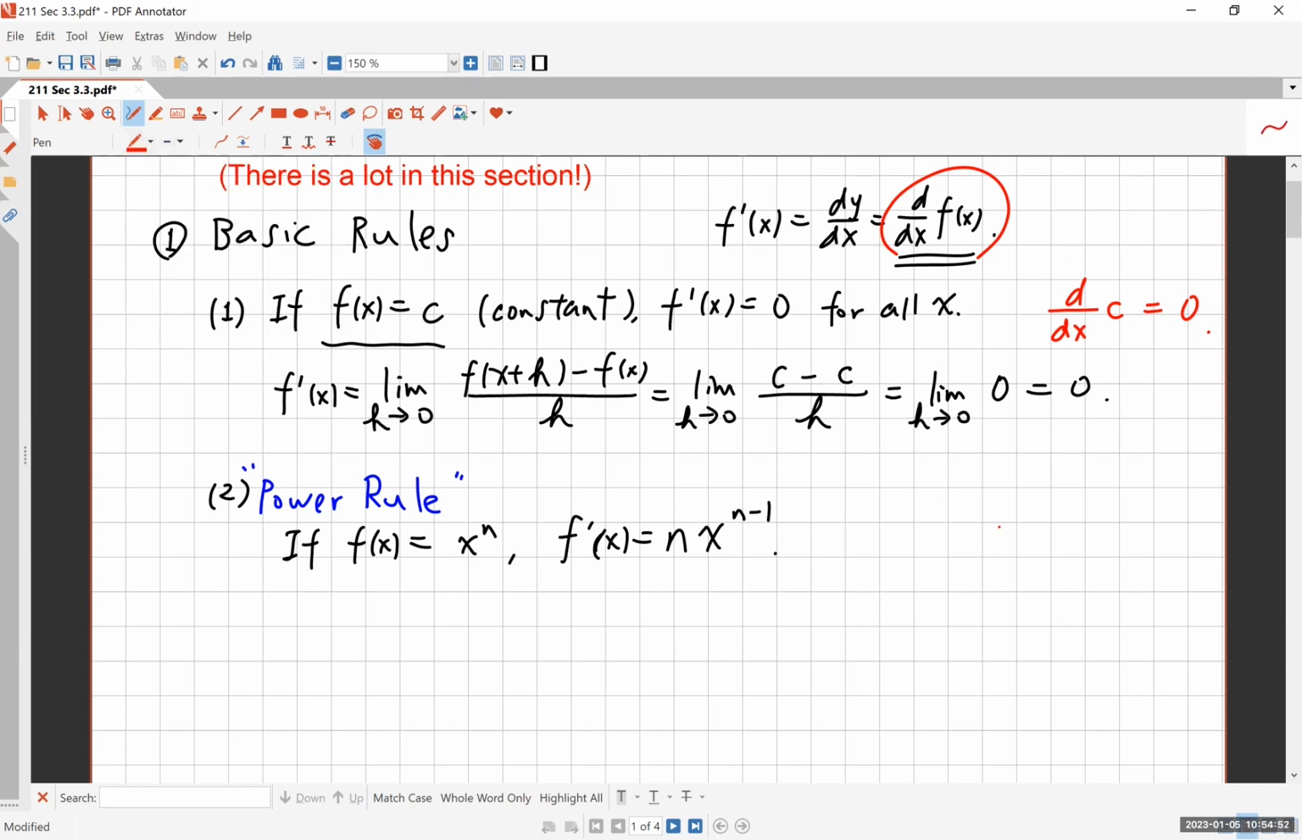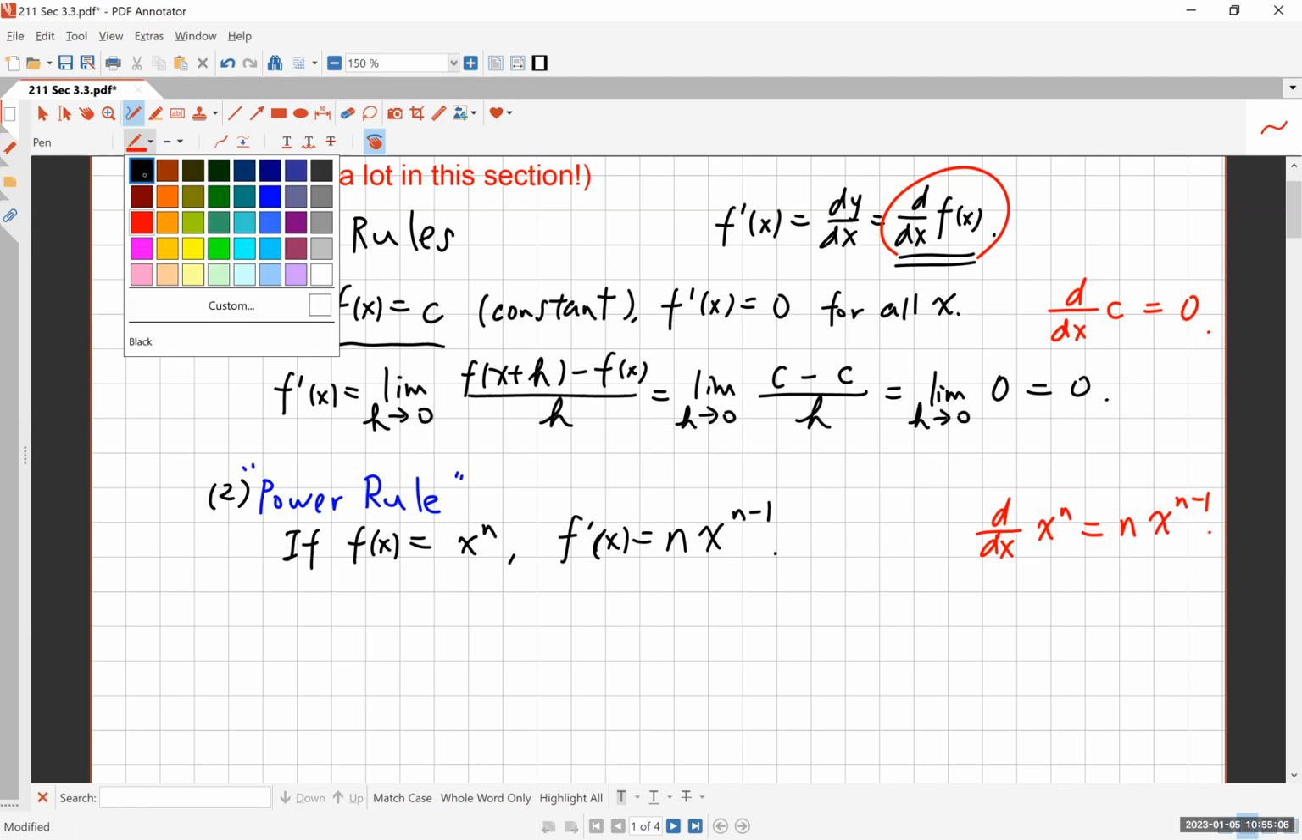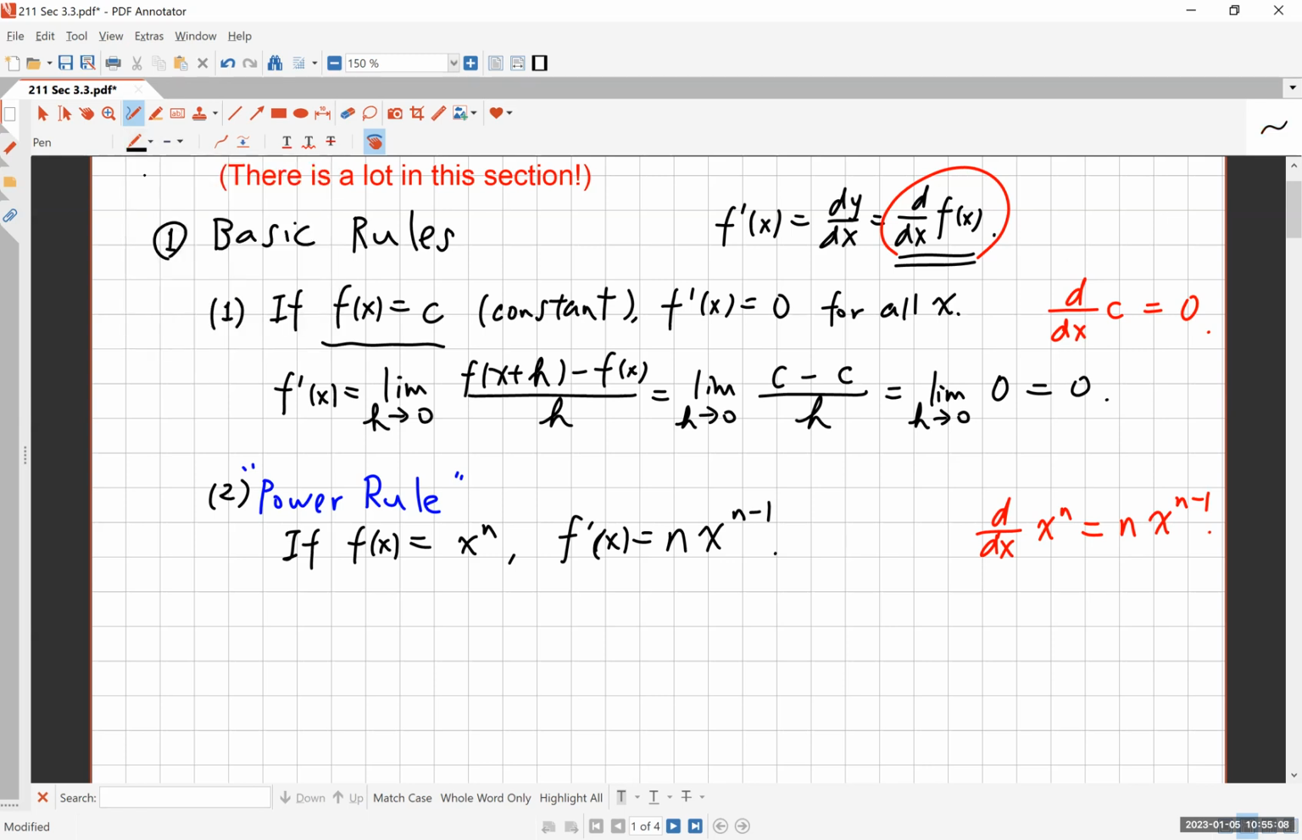There's another way of writing this, of course, using the differential operator notation I was talking about. This says the derivative of x to the n is n times x to the n minus 1. All right, so let's see how this works.